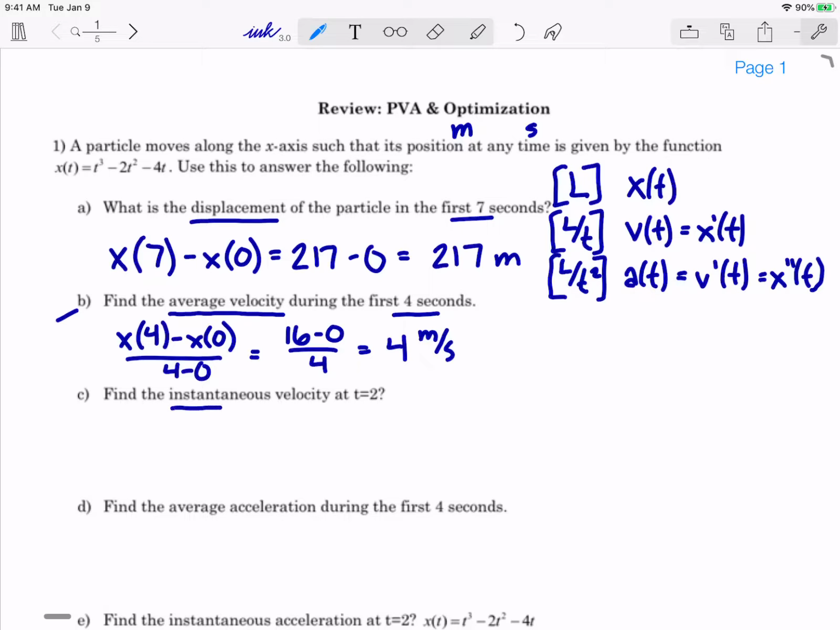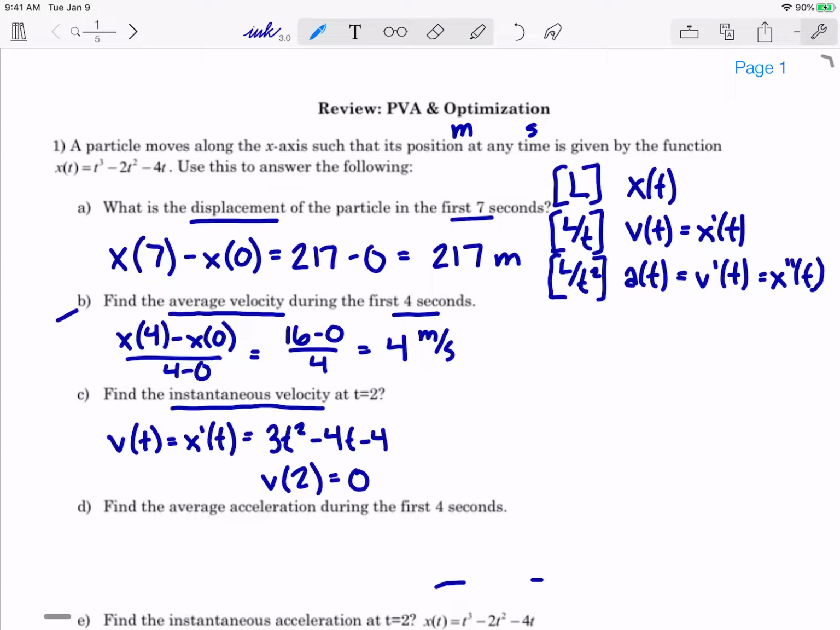Next problem asks about instantaneous velocity. When you see instantaneous, you need to think derivative. So I actually need to compute v of t, which is equal to x prime of t. In taking my derivative of my original function, I get 3t squared minus 4t minus 4. Now I need to evaluate that at 2. I trust that you can plug in 2, and you'll find that you get 0 meters per second.